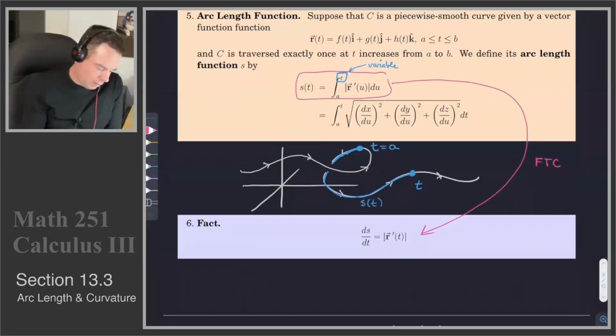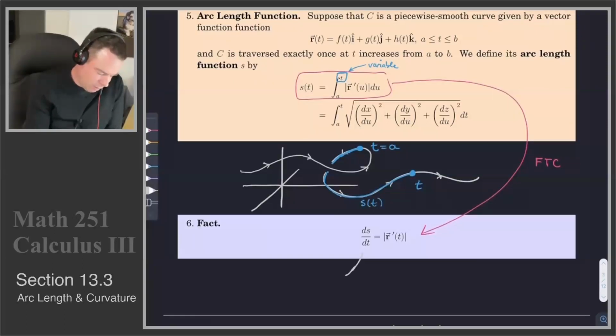And what this fact is saying is that the derivative of the arc length function with respect to t, or how the arc length is changing with respect to t, and if you want to think about this as a particle moving along the curve, is saying the change in position of the particle with respect to t is given by the magnitude of the velocity vector. Again, if I'm thinking of this as a particle moving, so r prime would be velocity.